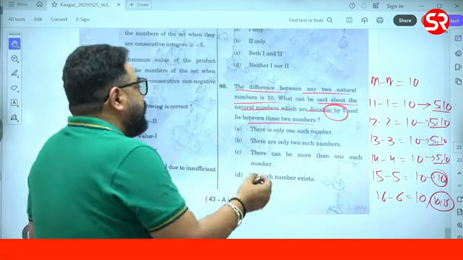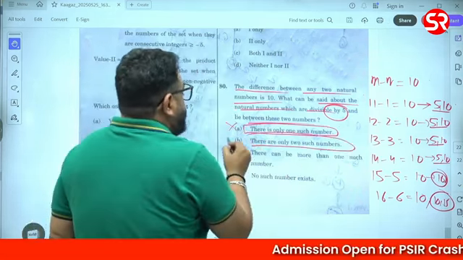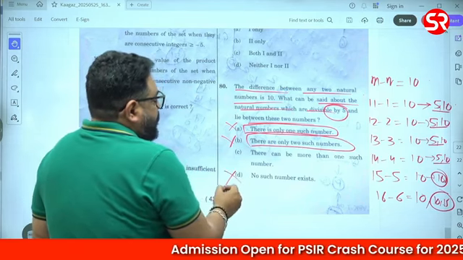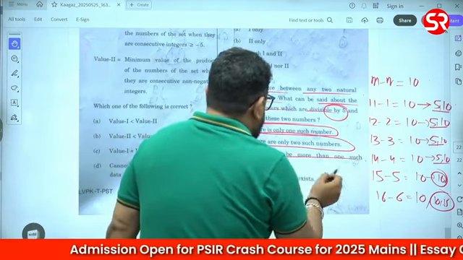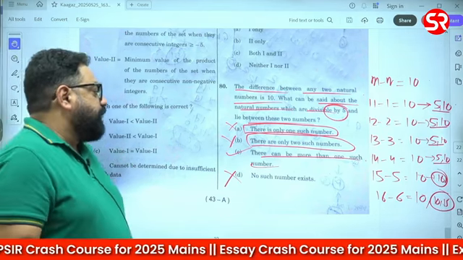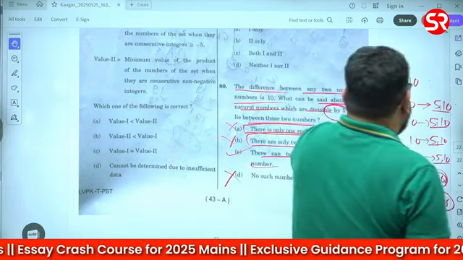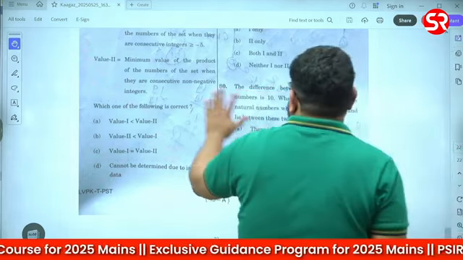So what can be said? There is only one such number? No. There are only two such numbers? No. None of the numbers exist? No. There can be one such. There can be more than one such number. That would be your answer. Answer is option number C. I hope you got it, guys. Next देखते हैं.